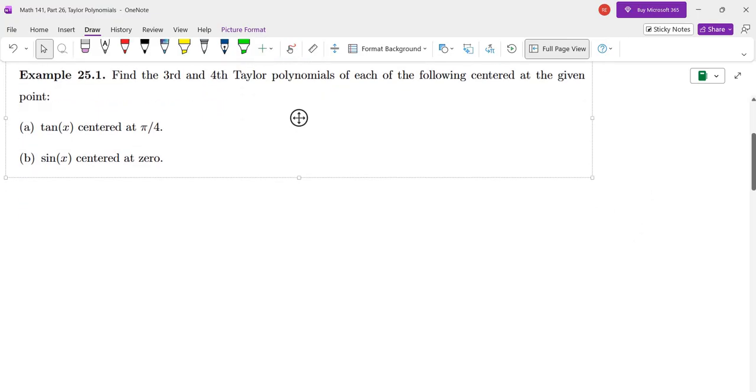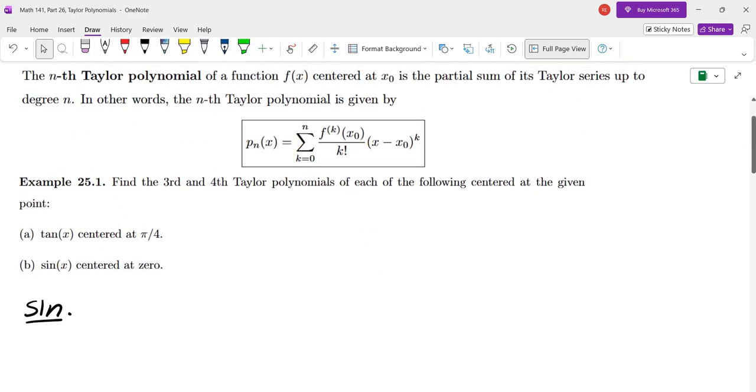Okay, so let's do a few examples on this. The first two examples are: find the third and fourth Taylor polynomials of each of the following functions centered at the given points. In order to find the Taylor polynomials, we have two strategies that we can use. Either find the Taylor series and then pick the portion that is of degree three or four, or just find the Taylor polynomials directly using the formula.